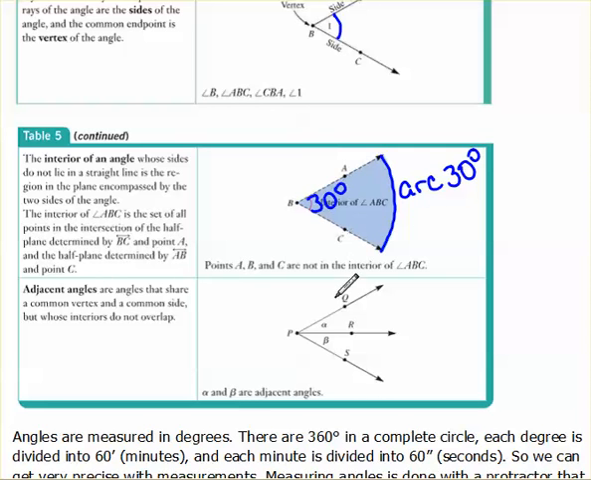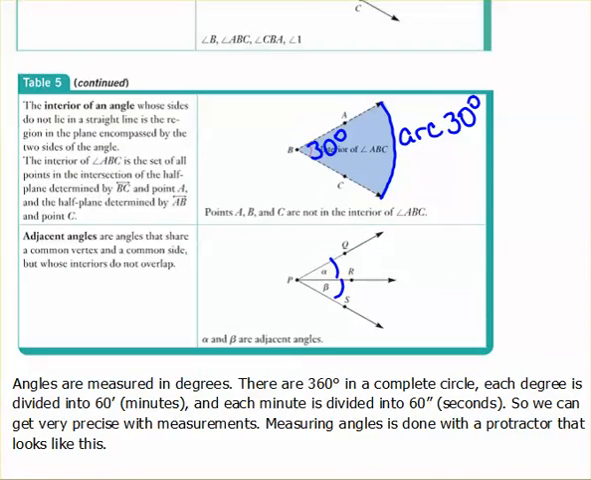Adjacent angles are angles that are next to each other. They're adjacent to each other. So in this case, in this drawing, angle alpha and angle beta would be considered adjacent angles because of them being right next to each other.